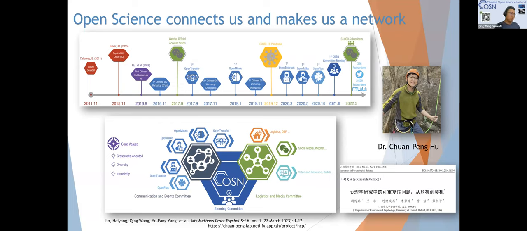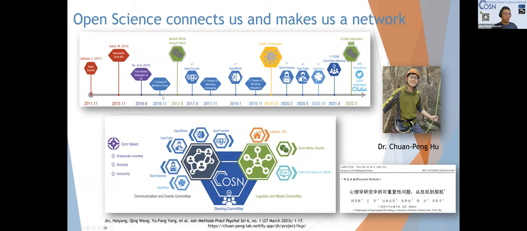It's really bad. So everybody is astonished, and among them, one person called Hu Chuanpeng, who is a PhD student in China, believes this is a very important message. He just writes a Chinese paper describing the reproducibility crisis and open science and all the concepts, introducing open science to the Chinese community. A screenshot of the paper is on the right corner of this slide.